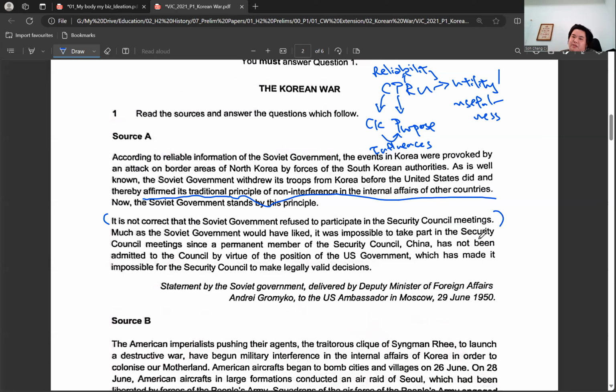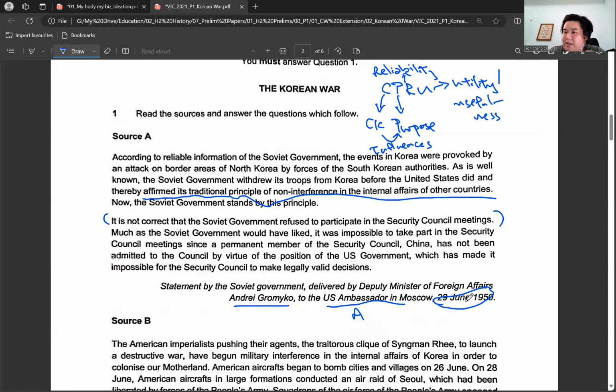Okay. So now we look at the provenance. Statement by the Soviet government delivered by Andrei Gromyko, of all people, obviously, to the US ambassador. So we know the audience, we know who produced it, the source of the source, and more significantly, the date. So how we apply our explanation here is this. This source was a statement given to the US ambassador by the Deputy Minister of Foreign Affairs 4 days after the outbreak of the Korean War.